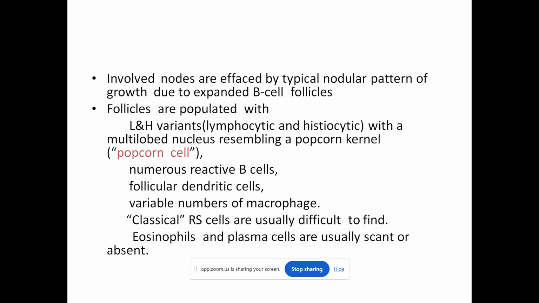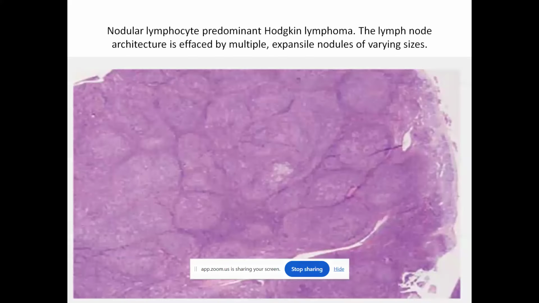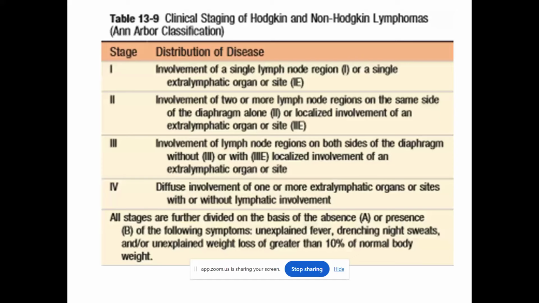So this nodular type contains the variant known as popcorn cells, along with reactive cells, dendritic cells, and macrophages. Here classical RS cells will not be seen. Other cells will also not be seen here. So this is the picture showing nodular lymphocyte predominant Hodgkin's lymphoma. Multiple expansive nodules are seen here.